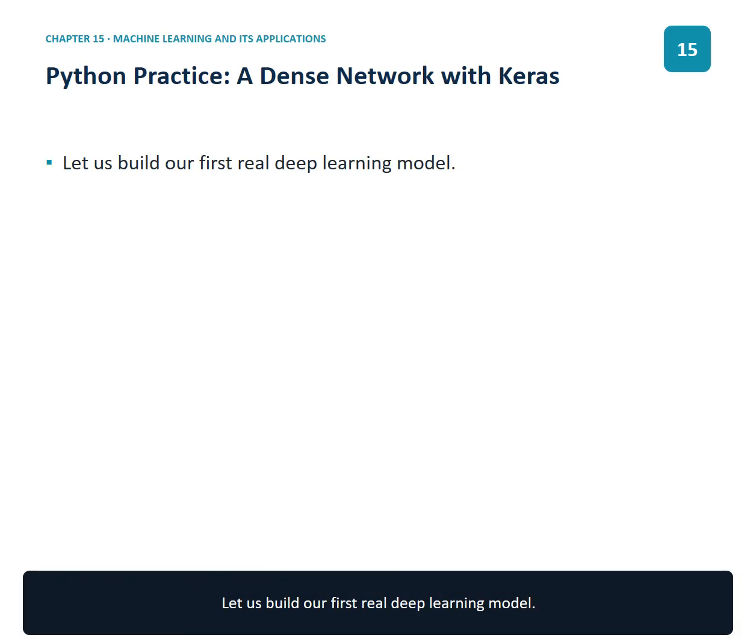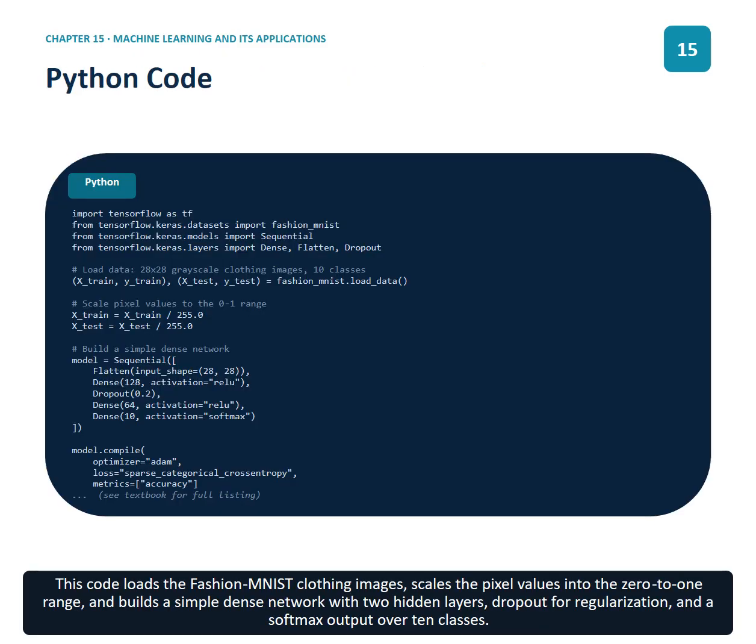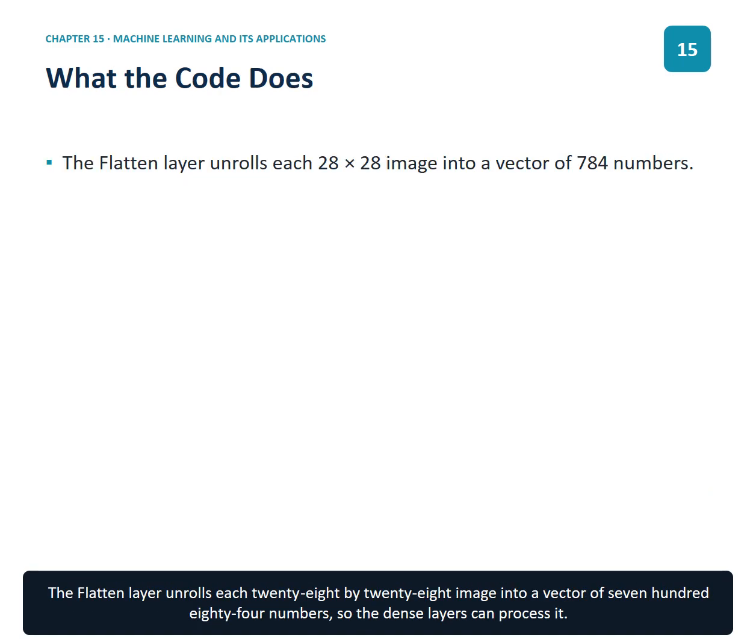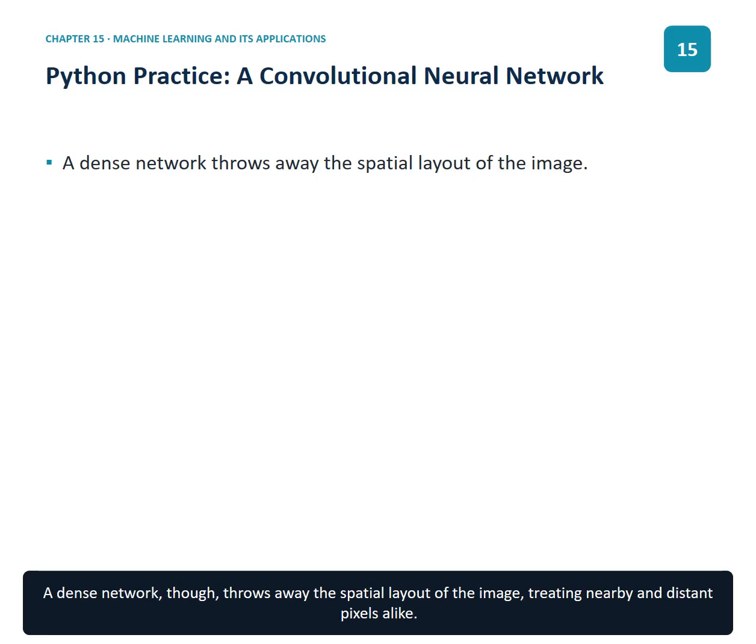Let us build our first real deep learning model. This code loads the Fashion MNIST clothing images, scales the pixel values into the 0 to 1 range, and builds a simple dense network with two hidden layers, dropout for regularization, and a softmax output over 10 classes. The flattened layer unrolls each 28 by 28 image into a vector of 784 numbers so the dense layers can process it. A dense network, though, throws away the spatial layout of the image, treating nearby and distant pixels alike.